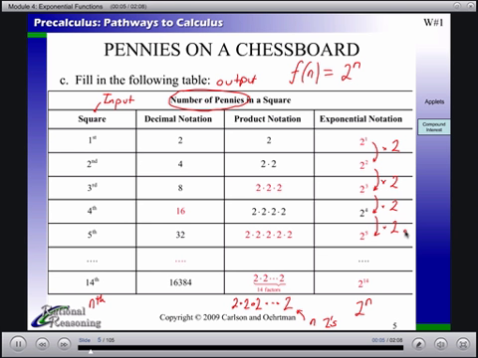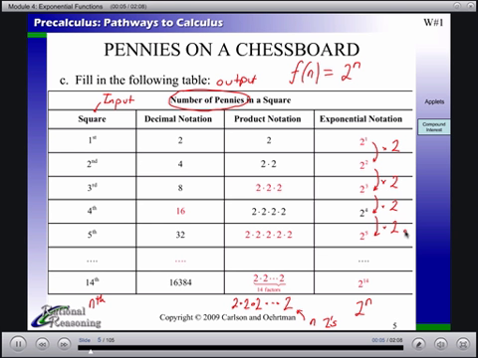Okay, what's the input again? What's the quantity? Square number. What's the output? Number of pennies. Am I multiplying the square number by 2 or the number of pennies by 2? Number of pennies, the output. And when I multiply the output by 2, do I get an input or do I get an output? Which output do I get?